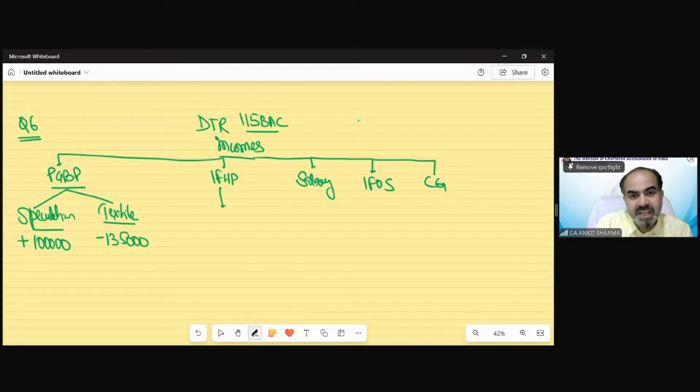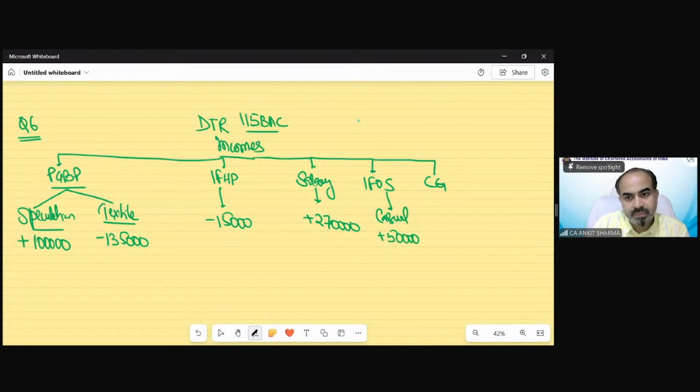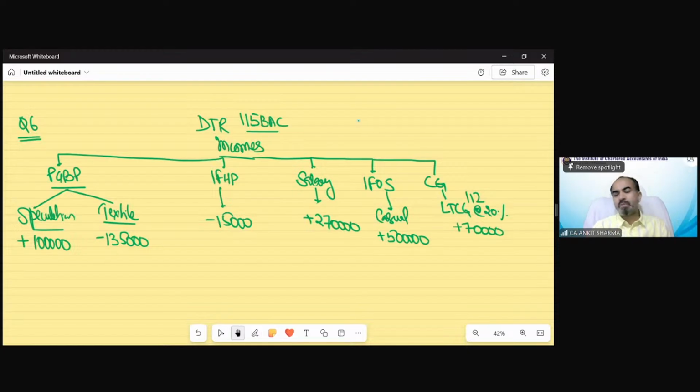Income from house property has been given as 15,000 loss. Salary has been given in the question, 2,70,000 computed. Lottery winning has been given under income from other sources, that is our casual income, 5 lakh rupees. And long-term capital gain, which is chargeable at the rate of 20% under section 112, has been given in the question as 70,000 rupees. So that was the information of the question.